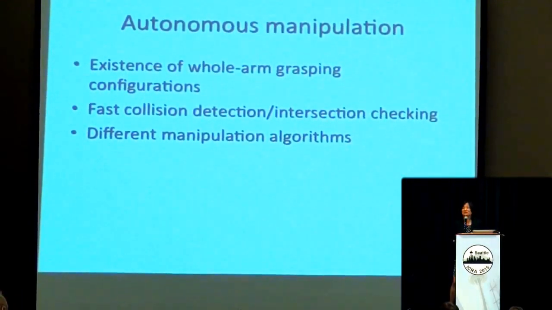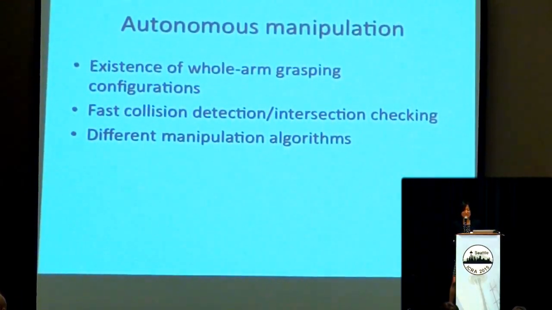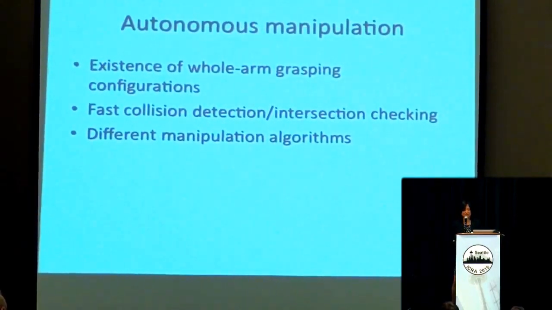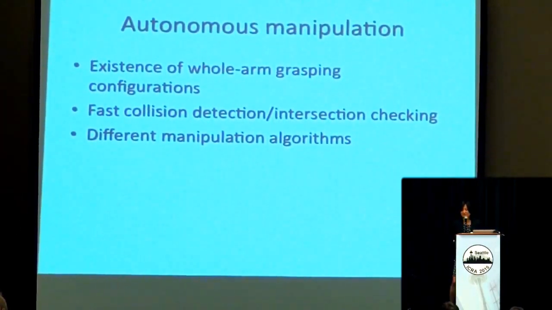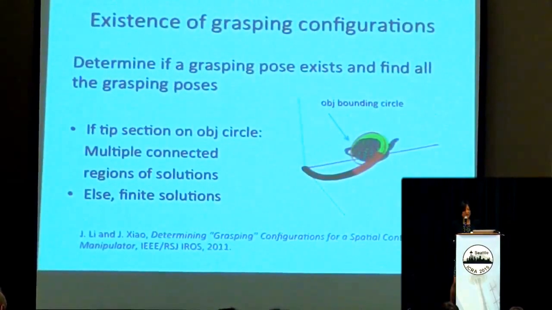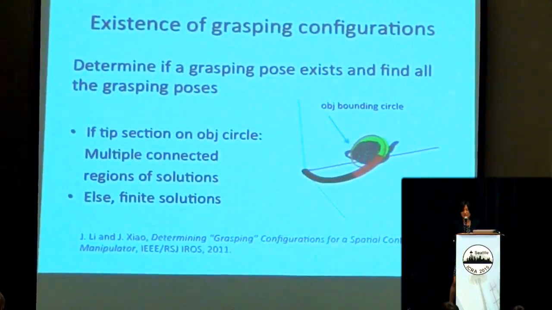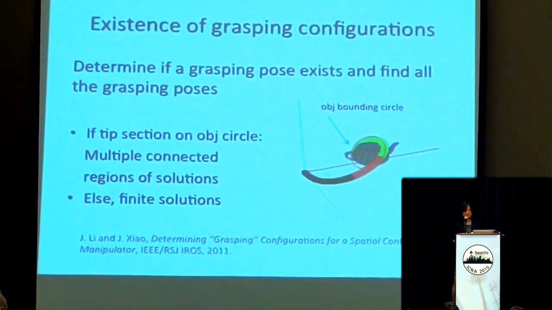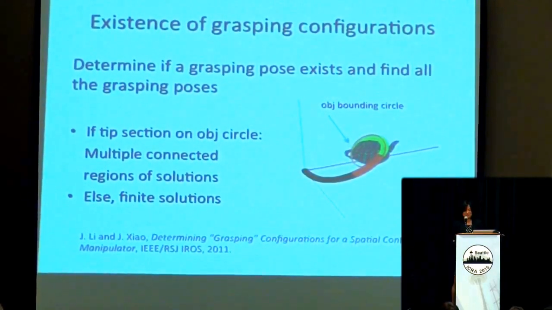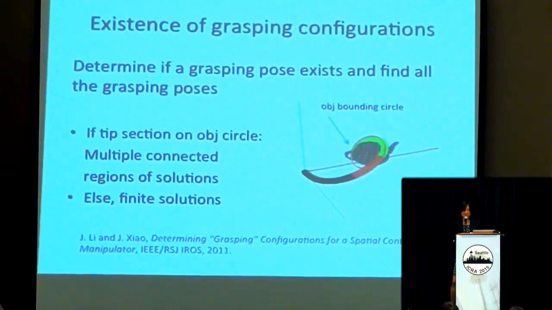I'm going to talk a little bit about the existence of whole arm grasping configurations for autonomous manipulation and fast collision checking, also for the practical purpose of motion planning, and some different manipulation algorithms. We've studied the existence of grasping configurations for a 3-section continuum manipulator inspired by the OCT-arm at Clemson University. If a grasping pose exists, we try to find all the grasping configurations.